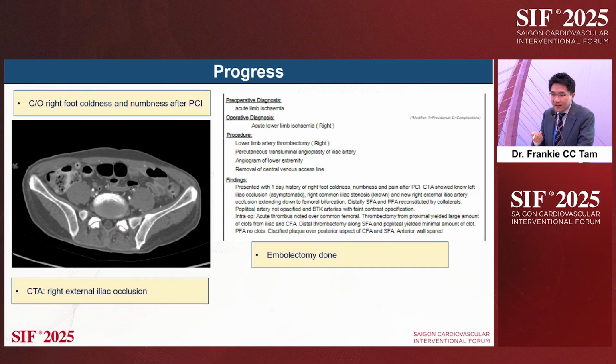And actually, that night afterwards, the patient had acute lower limb ischemia. So we can see that even a 7 French guiding catheter caused ischemia in the right foot. And luckily, it was cleared very easily by the vascular surgeon with embolectomy.